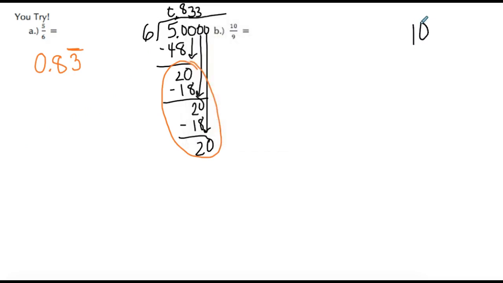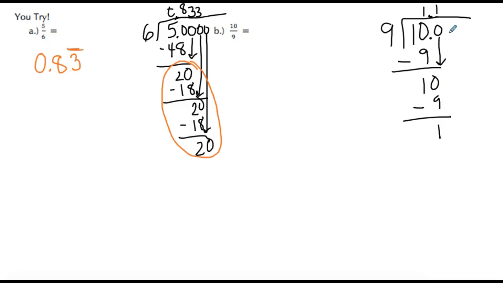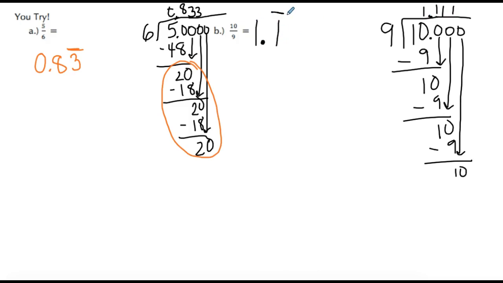Okay, let's try again. 10/9. So 10 divided by 9. 9 goes into 10 once. Put my decimal point, bring down my 0. 9 goes into 10 once. Hopefully we're starting to see a pattern. And it doesn't matter how many times I do this, I'm going to keep getting the same thing. So for a repeating decimal, we write up to our decimal point, and then whatever's repeating gets the bar.